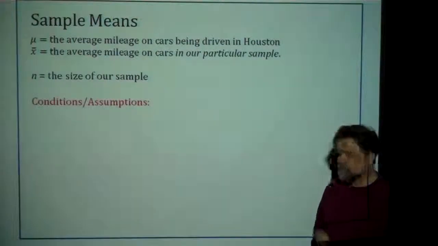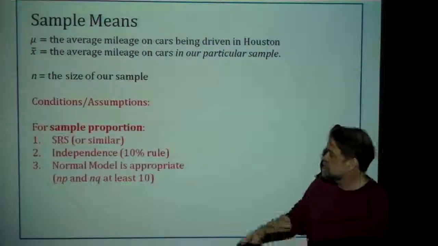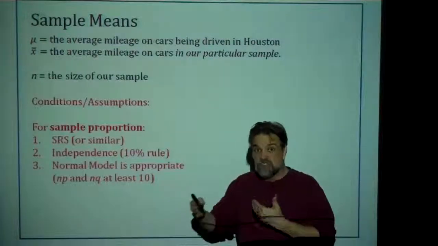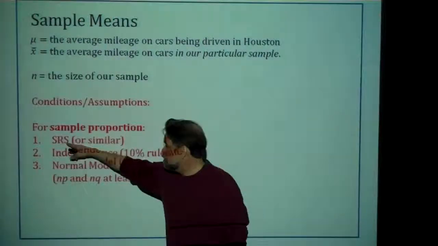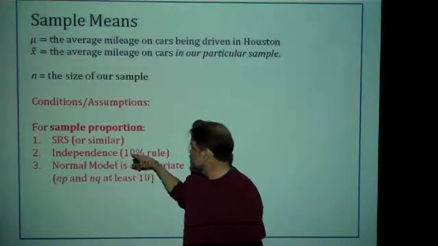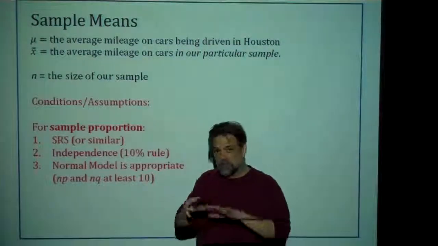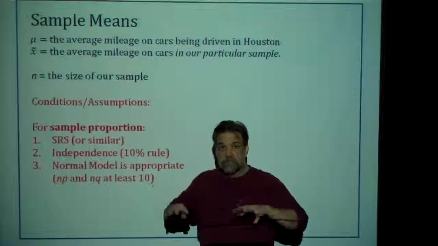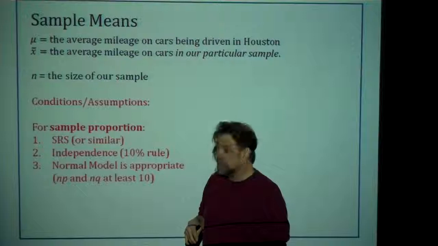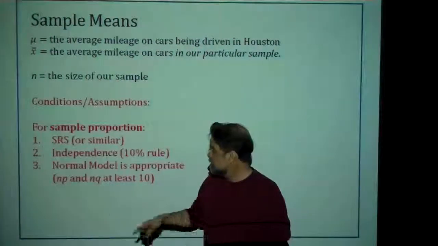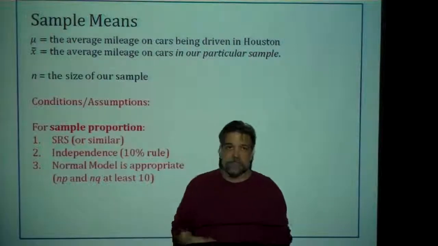Well, just like with our sample proportions, we had some conditions, and if we don't meet the conditions, we have to just assume that they're right. We had to assume that we're gathering our data well. We had to assume the 10% rule, which tells us that there's independence among the various members of our population. And we had to assume that the normal model was appropriate, and we did that by showing that NP and NQ were at least 10.